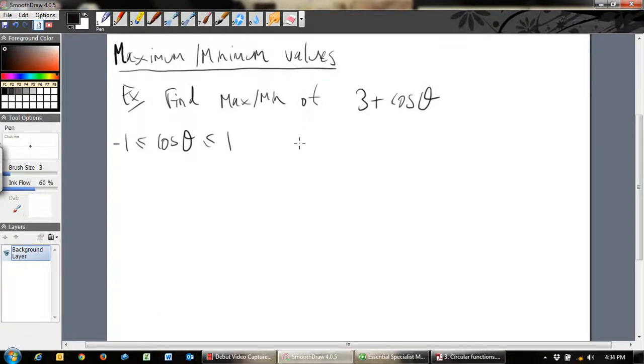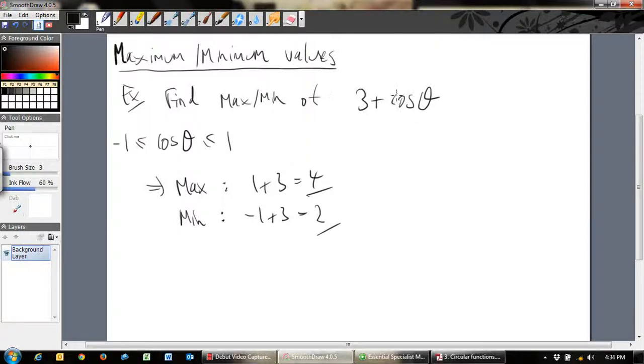Because that ranges between 1 and -1, the maximum it can be is 1 plus 3, which is 4. It goes up to 4. That's the maximum, and the minimum it can get to is -1 plus 3, which is 2. That's as simple as that. That's a very simple example.